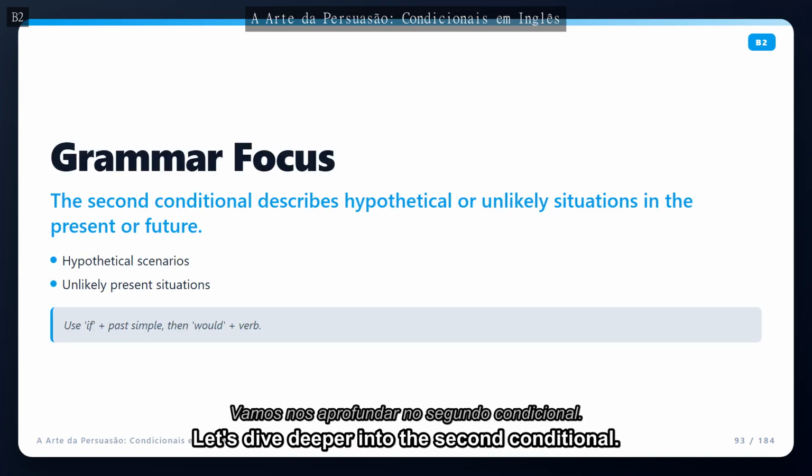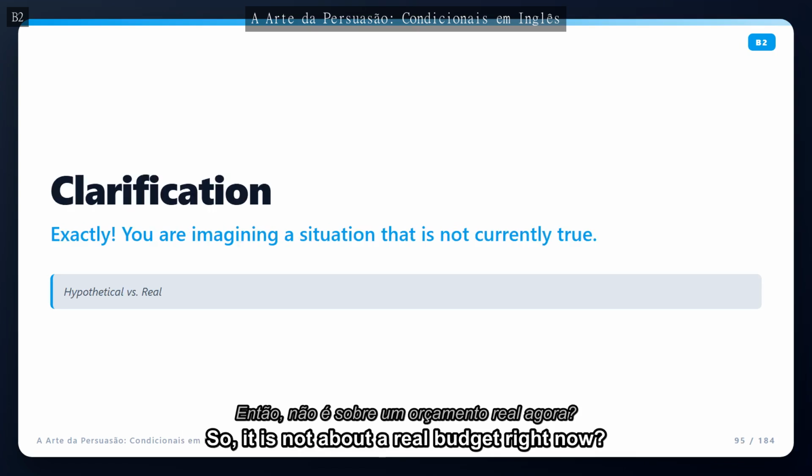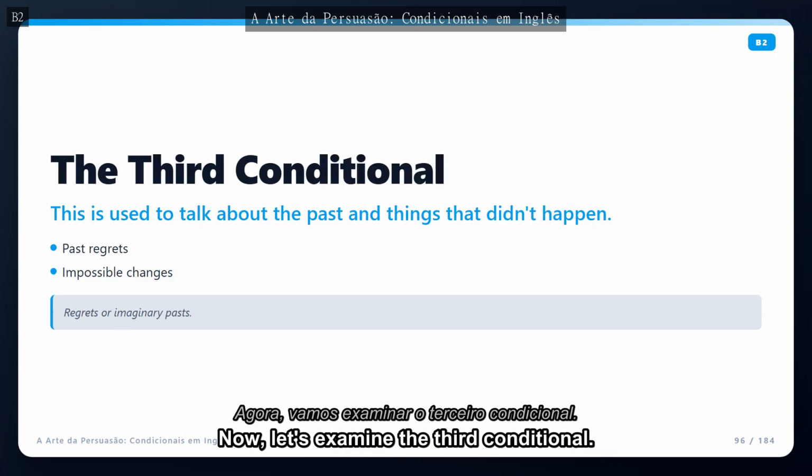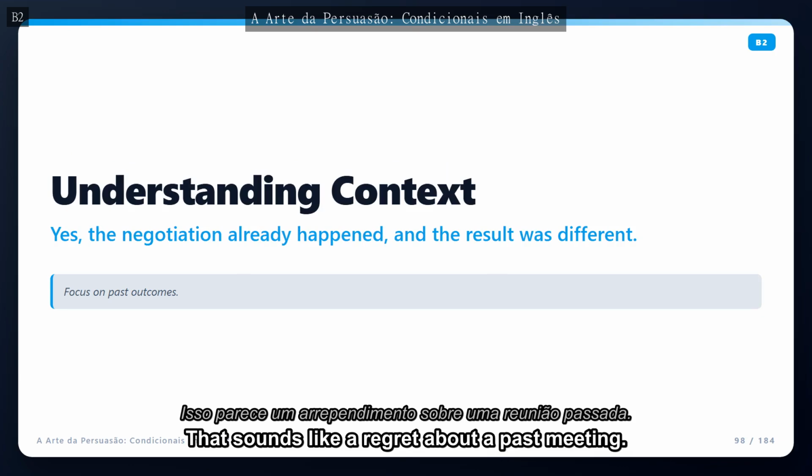Let's dive deeper into the second conditional. If I had a bigger budget, I would hire more staff. So, it is not about a real budget right now? Now, let's examine the third conditional. If we had negotiated better, we would have saved money. That sounds like a regret about a past meeting.